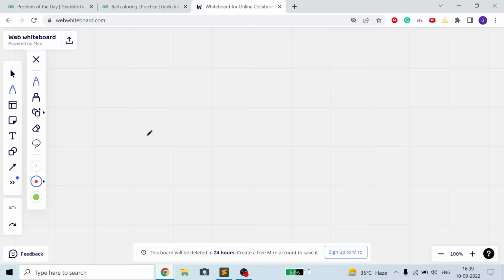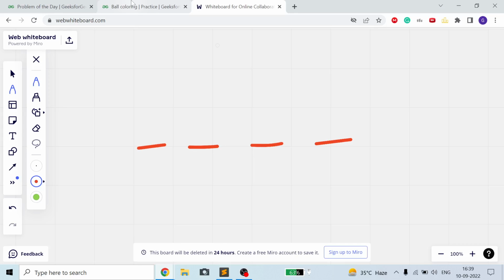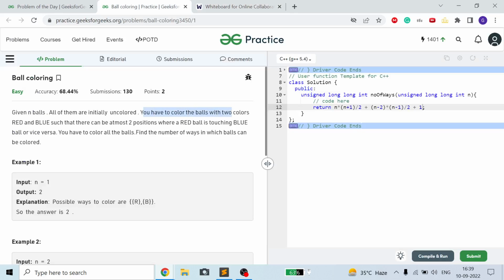Suppose we have four balls. For a better test case, to understand the approach comfortably, we are taking n is equal to 4. All are initially uncolored, which means all are empty without any color, and we have to color the balls with the two colors provided to us, red and blue.